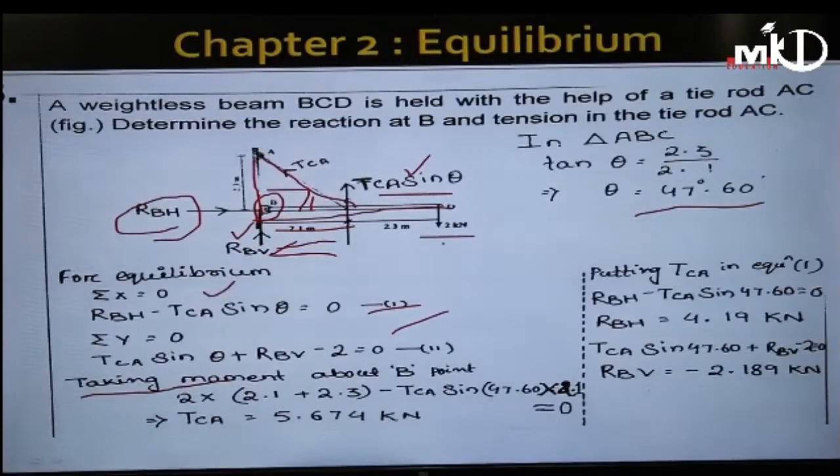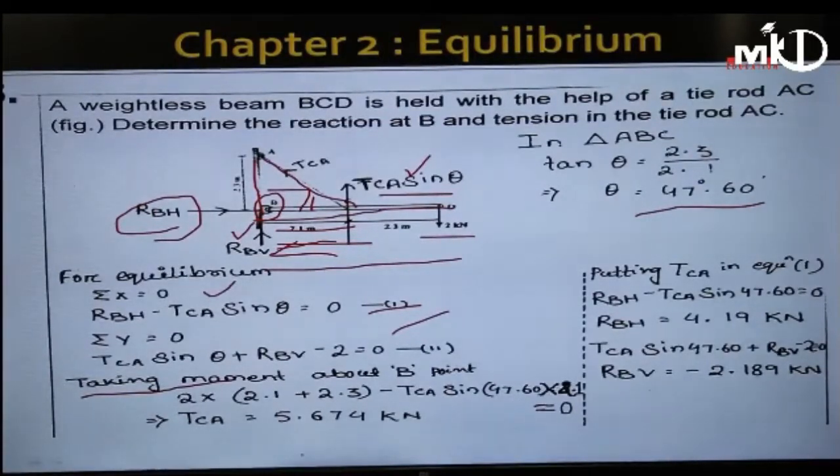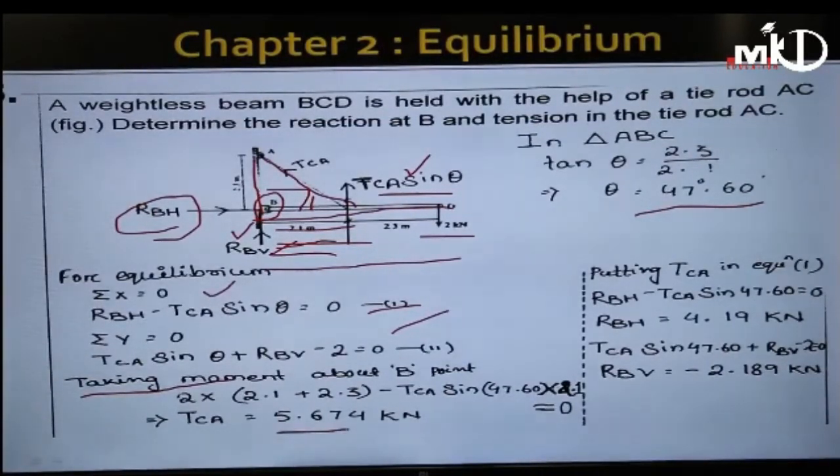So what will be the moment of the 2? 2 into perpendicular distance. This distance is now 2.1 plus 2.3. So 2 into 2.1 plus 2.3 minus TCA sin theta into the distance, which is 2.1. So into 2.1. TCA sin 47.6, theta is already there. So now TCA comes 5.674 kilonewton. Now if we put this TCA value in equation 1, we will get RBH. So RBH we will find 4.19 kilonewton.